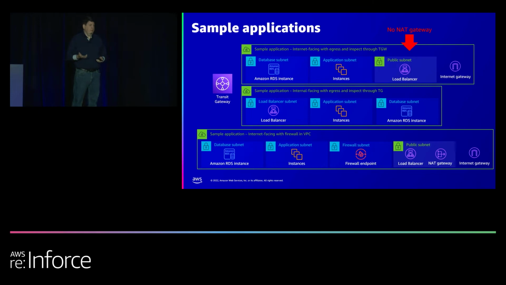So if that application server needs to go get a new patch or needs to make an API call, or you're running an SMS function or anything like that, instead of going out through a NAT gateway and that internet gateway, it's going to send that traffic to the transit gateway and follow through your normal process, whether it's going to access VPC endpoints or go out through an egress VPC that you're monitoring.